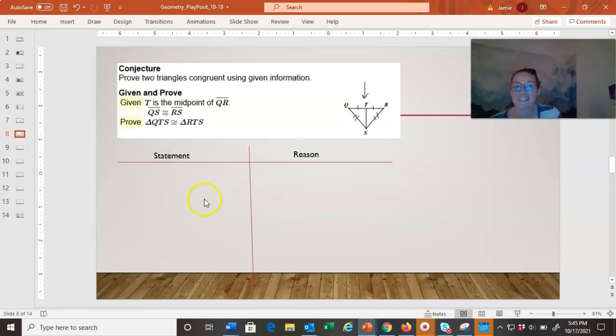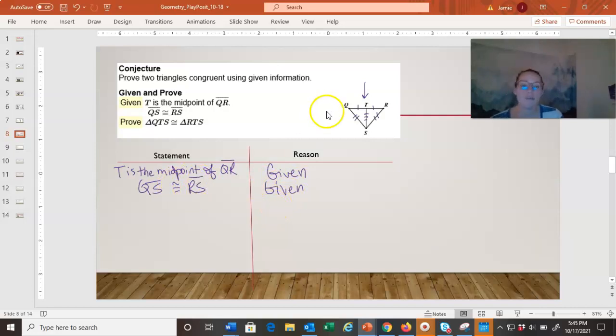Okay, lastly, do you see that reflexive side? There it is. So you may already see which postulate these are congruent by, but let's write the proof. So we always start with our given information. T is the midpoint of QR. And we would say given. And then QS is congruent to RS. And we would say given.